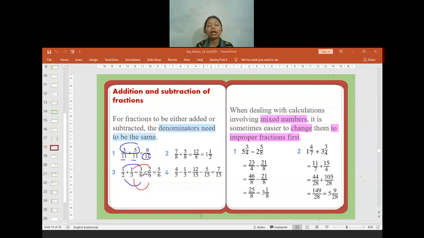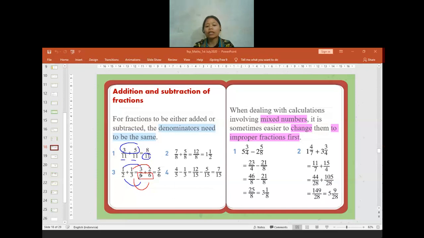To find the LCM, I think we already did it when we were discussing chapter 1 or chapter 2. You can check the previous PowerPoint or video. I already shared all the material to the Google Classroom. So I need to find the LCM first. The LCM of 2 and 3 will be equals to 6. And then after I found the LCM, it will be the number for the denominator.